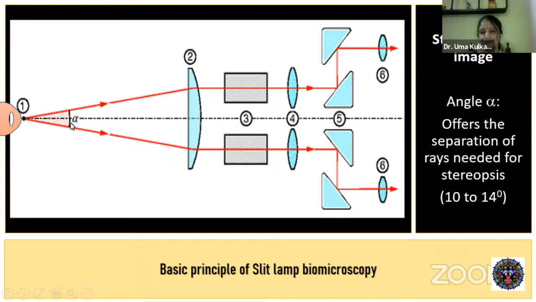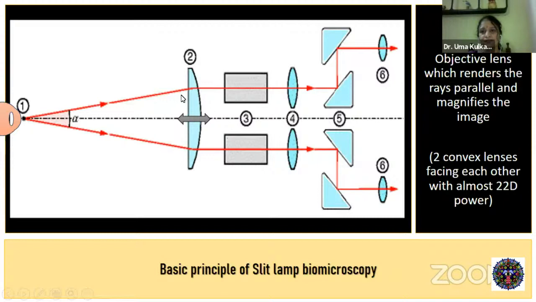So next thing is the lens which is here, which is called the objective lens. This objective lens is the one through which the rays of light coming from the object of regard pass through and come out as parallel beam of light. This again, as we already spoke about in the illumination system, is a pair of lenses, two convex lenses facing each other.